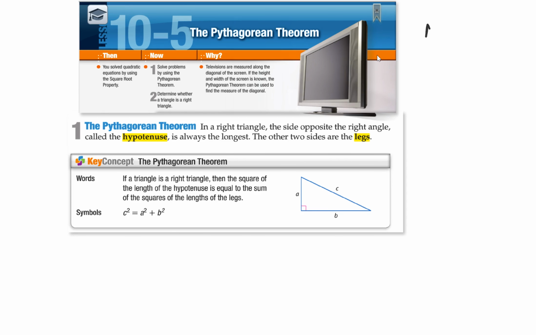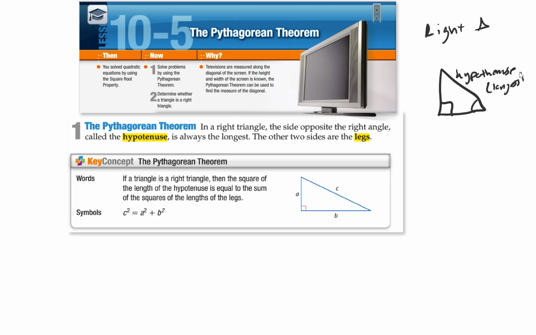So let's talk about what a right triangle is. A right triangle is a triangle that has one angle that is 90 degrees, or right. The side opposite that right angle is called the hypotenuse. It's the longest side. The way angles and sides work is that the biggest angle gets the longest side, the smallest angle gets the smallest side. In a right triangle, 90 is the biggest angle, so the hypotenuse is always going to be the biggest side.